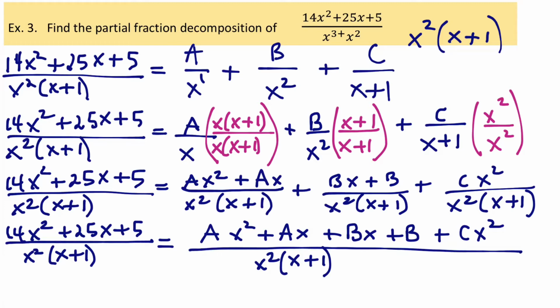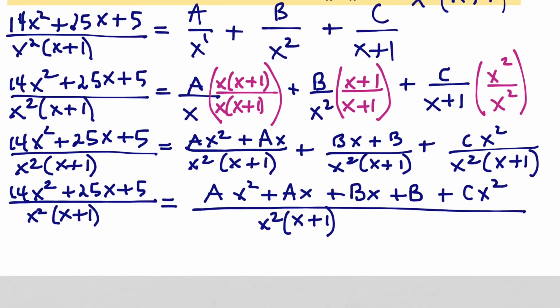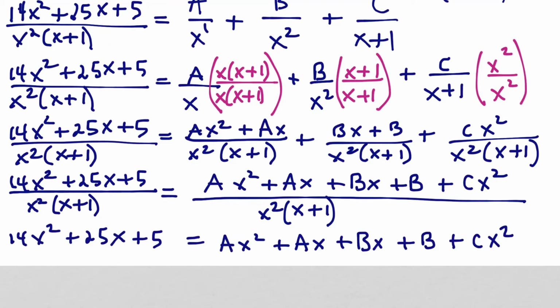Now what I want to do is set up an equation using the numerators on both sides. So let's set that up. Let's move this up a little here. So we've got that all written out now. Now we can see here that we've got an A and a B and a C. That's three variables that are unknown. So in order to find three unknowns, we need a system of three equations.